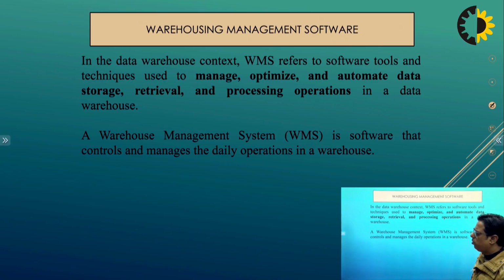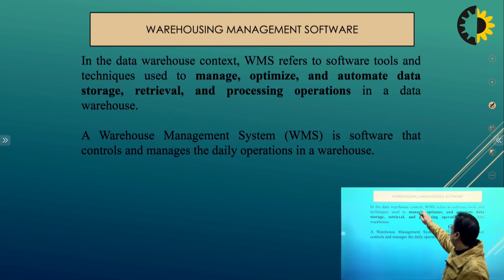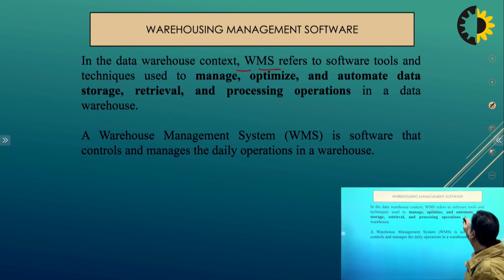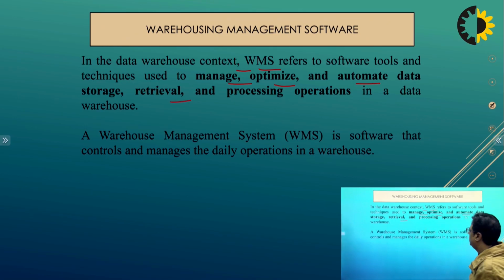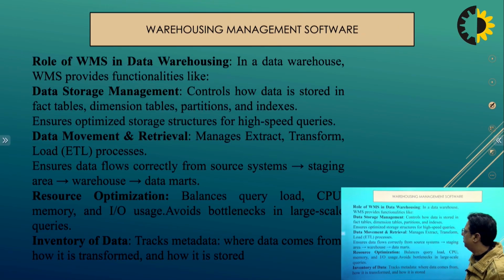Now the next topic is the warehouse management system. Warehouse context. WMS refers to the software tools and techniques to manage, optimize and automate data storage, retrieval and processing operations in a data warehouse. WMS basically provides the technology and tools for how to manage the database in the data warehouse. The warehouse management system is software that controls and manages the daily operations in the databases.